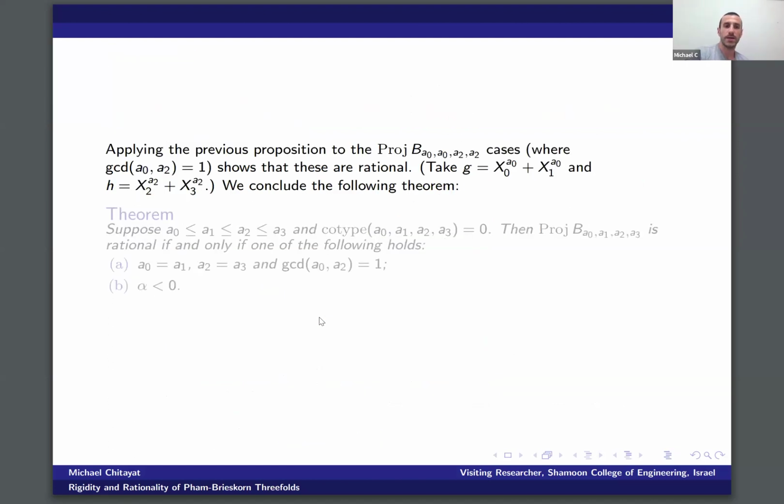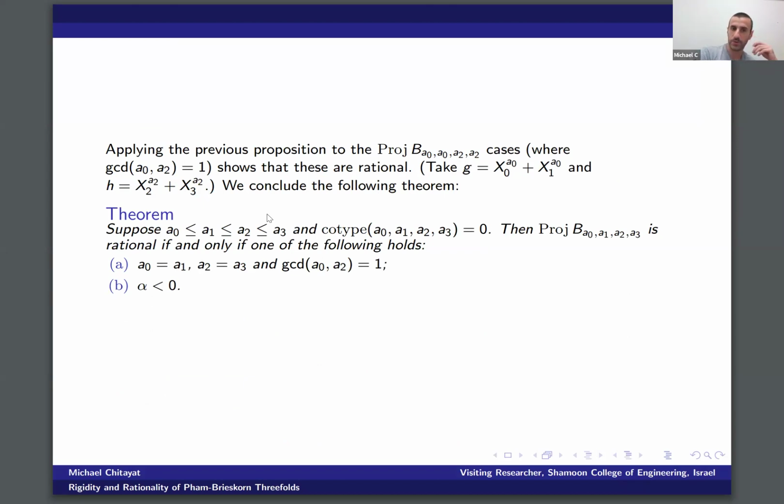And so if we apply the previous proposition to the A0, A0, A2, A2 cases, basically we take G to be equal to this guy and H to be equal to this guy, we conclude the following. Suppose we write the exponents in increasing order and the cotype is 0, then the proj of our graded ring is rational if and only if one of the following holds: A0 equals A1, A2 equals A3, and the GCD is 1, or the amplitude is negative, in which case we have the del Pezzo surface.